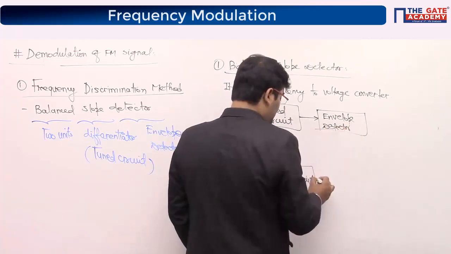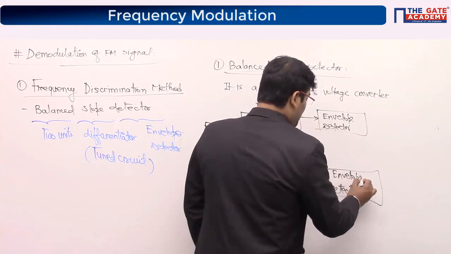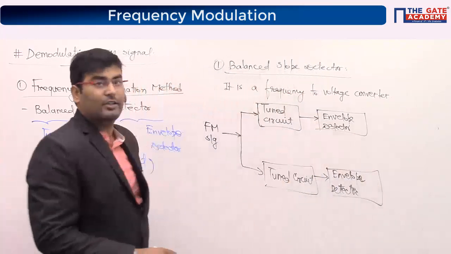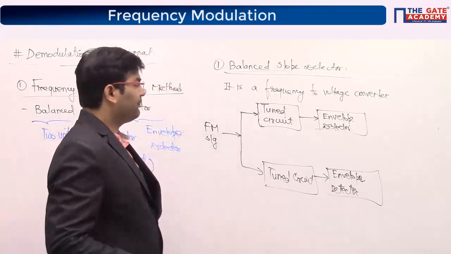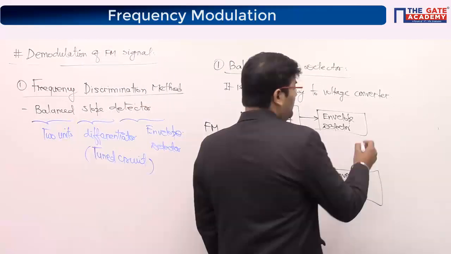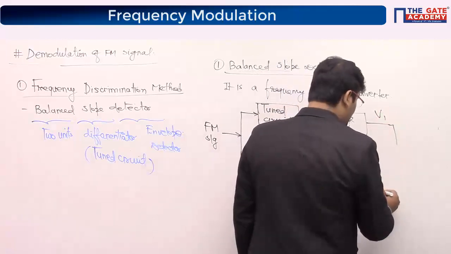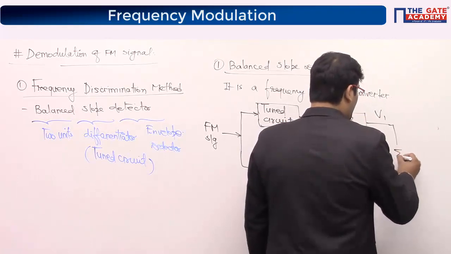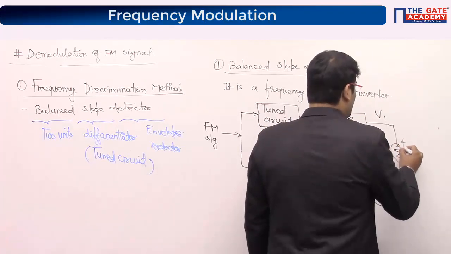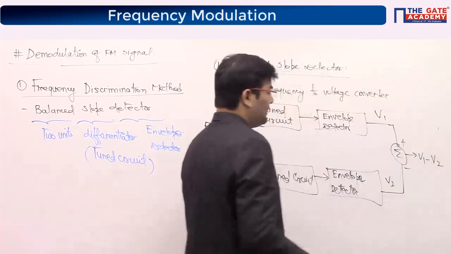Envelope detector. Each of the tuned circuits is followed by an envelope detector. Then you get a voltage V1 here, and another voltage V2, and you put them into a summer. This is plus, this is minus. You get V1 minus V2 as the message.